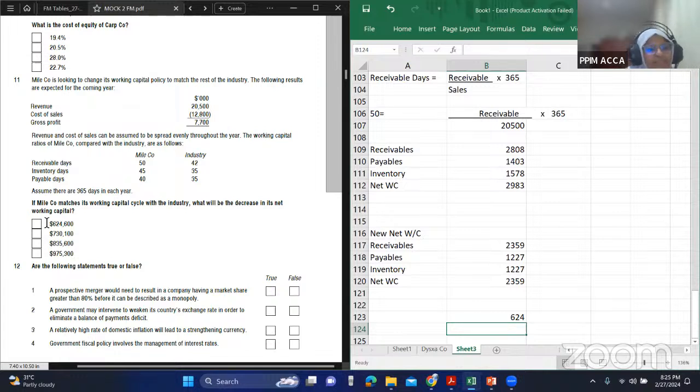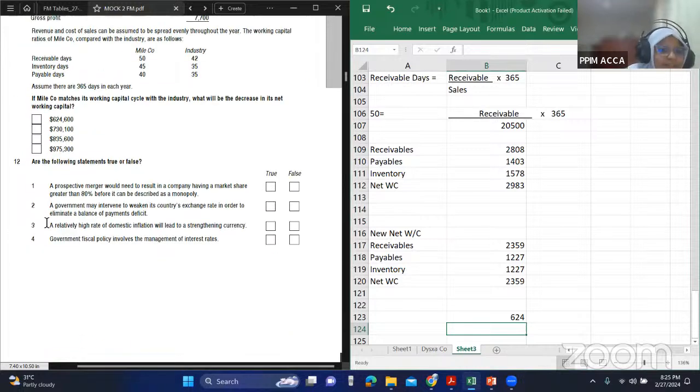Right. Then we come to the 12th one. Are the following statements true or false? A prospective merger would need to result in a company having a market share greater than 80% before it can be described as a monopoly. Monopoly means what? One company is dominating the industry. Okay. So, we can't definitely say that it has to be more than 80%. Only then a prospective merger will result in a monopoly.